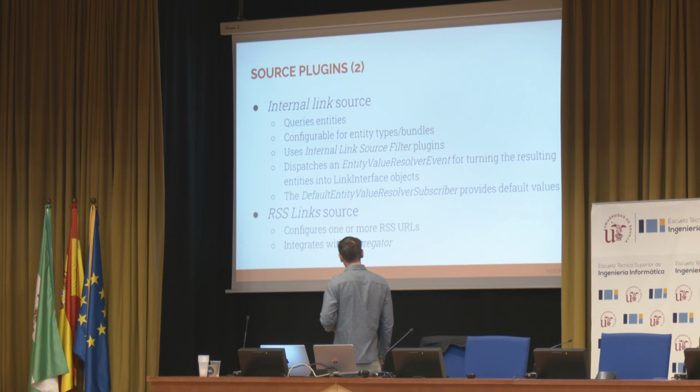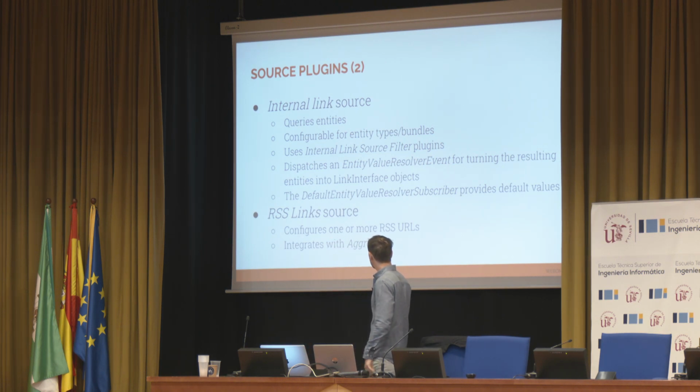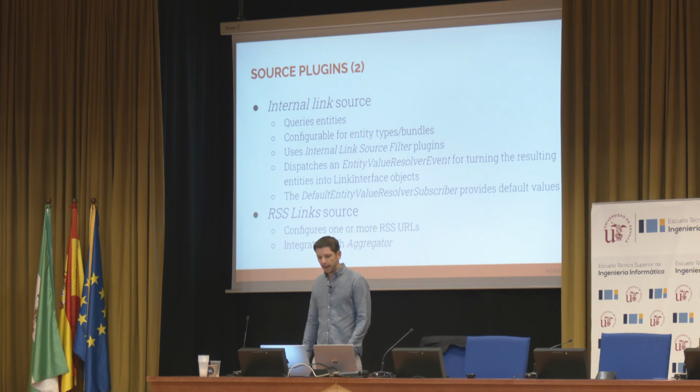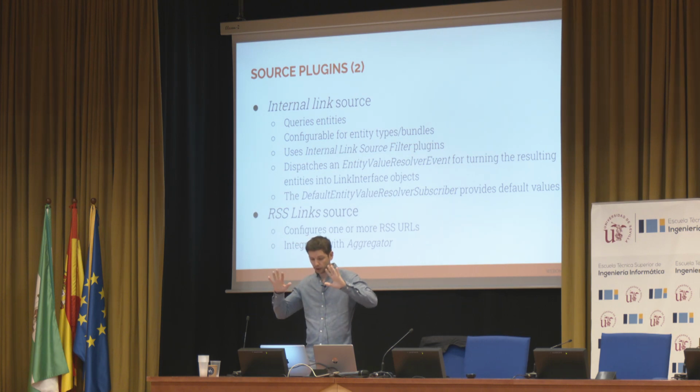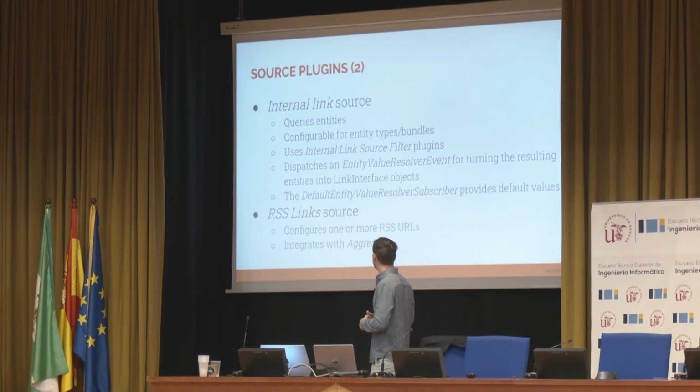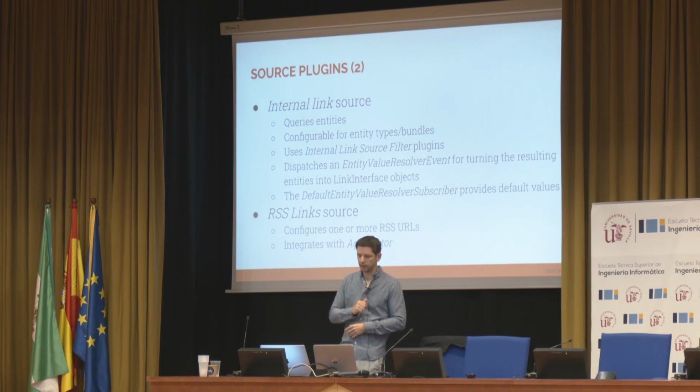We have a few source plugins that we ship with that are already quite useful out of the box. You can already use them. First we have the internal link source. This queries entities. You pick the entity type and the bundle, and it will return entities like a view would, of Drupal entities. That's it. In its most basic form, you pick the entity type and bundle, and it will return. And I think there's also the number of items to return.